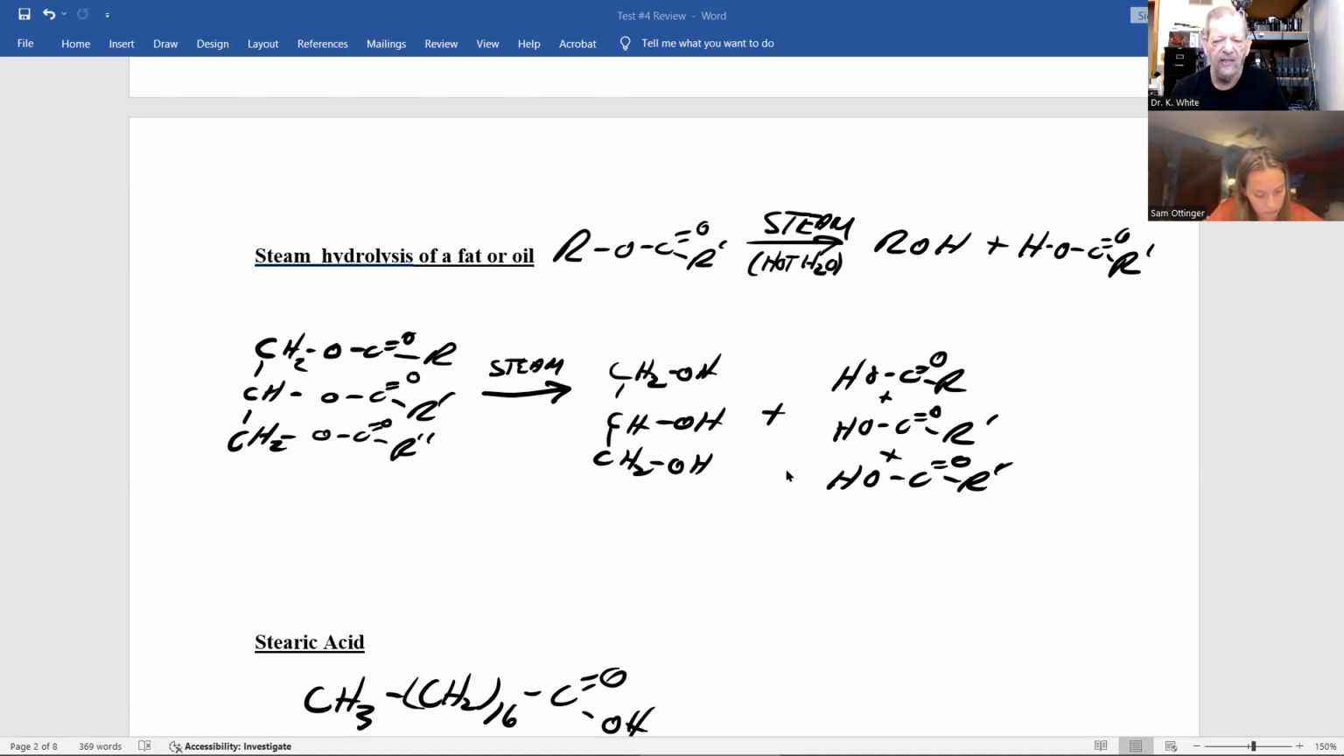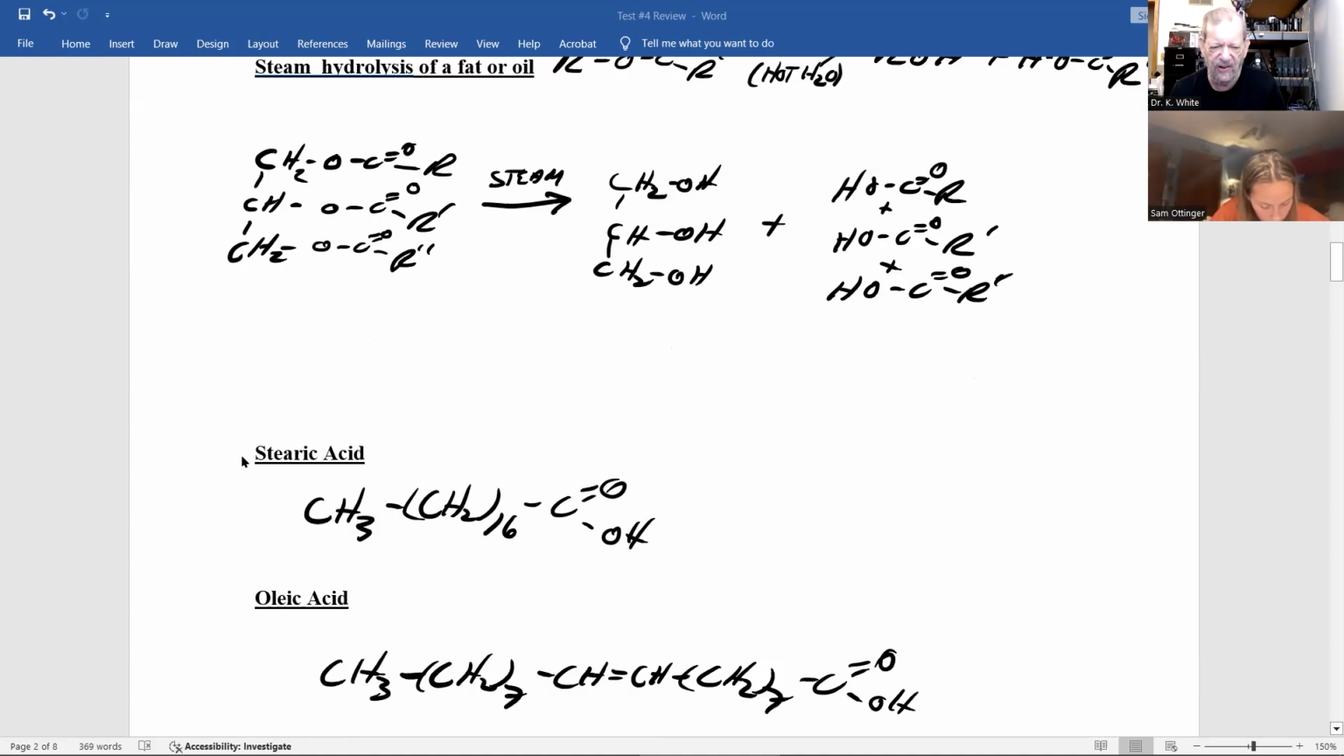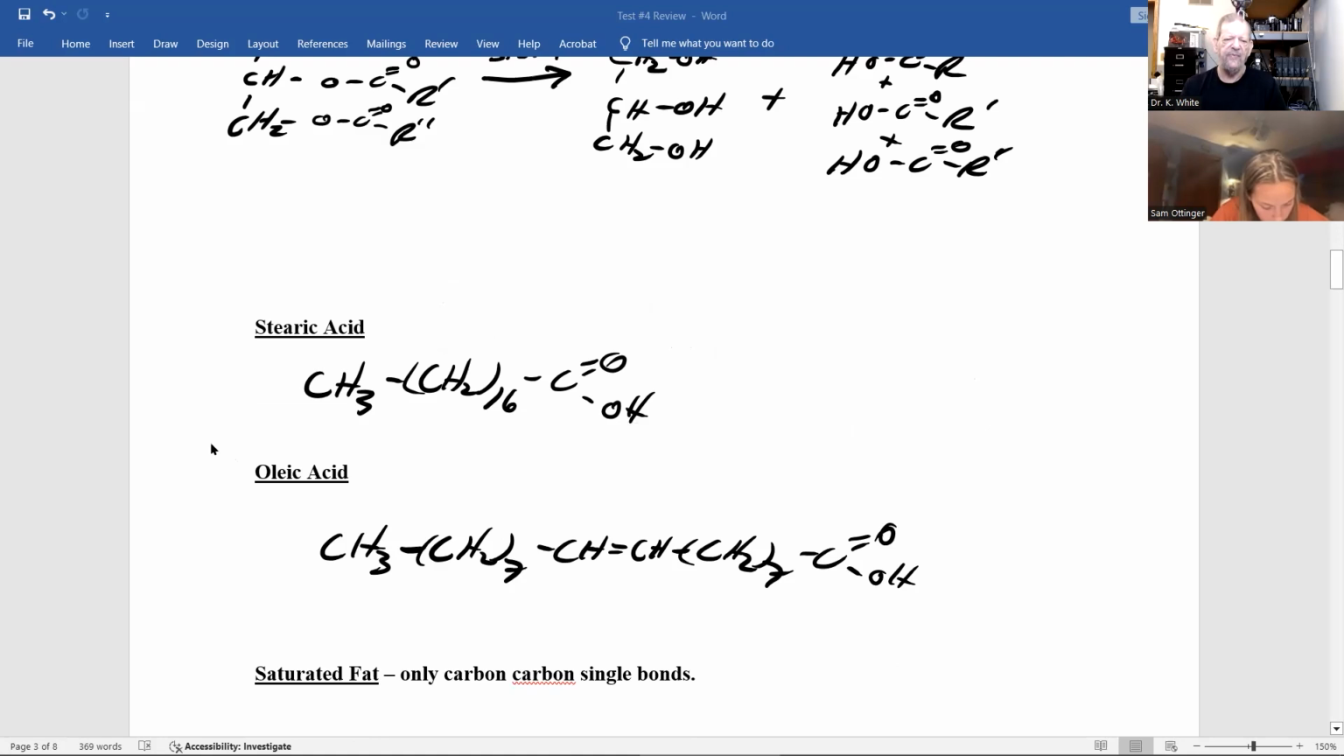Now, the carboxylic acid you get in this or any of the other acid hydrolysis has a special name. Because it comes from fats and oils, it is named fatty acid. Fatty acid is short for fatty carboxylic acid. They just dropped the carboxylic acid. I told you organic chemists are lazy. And there are 2 fatty acids I would like you to know the structure of. The first one is stearic acid.